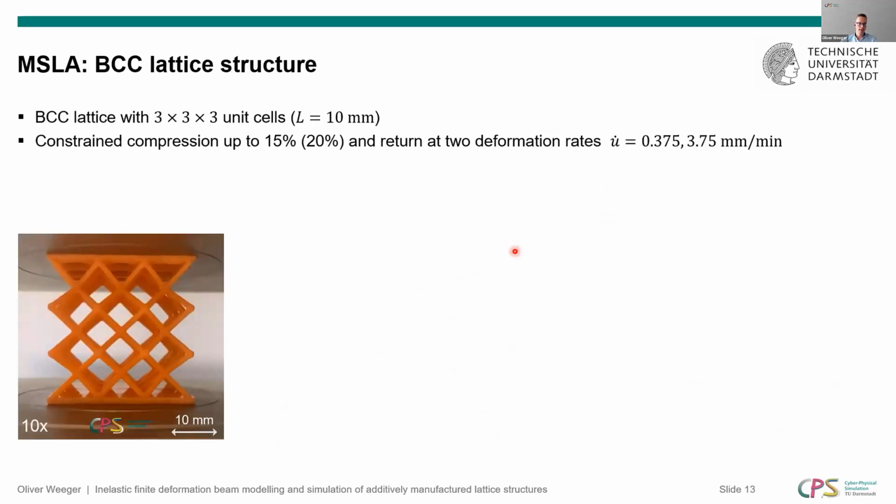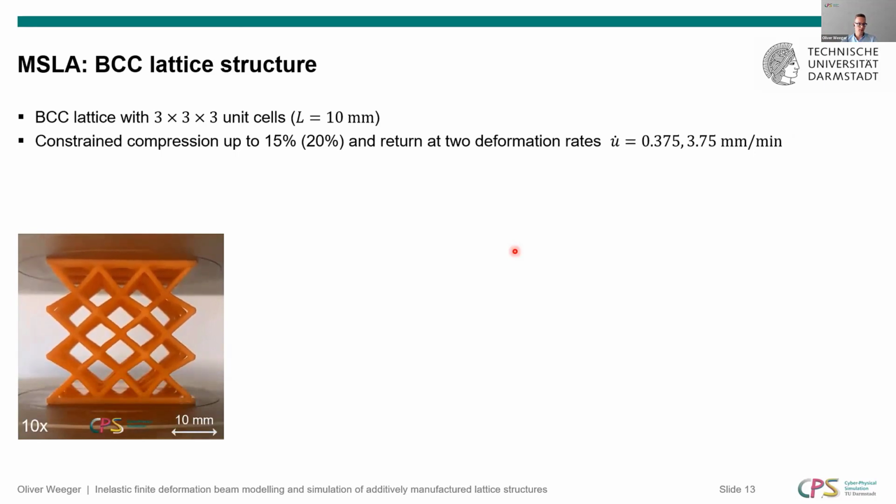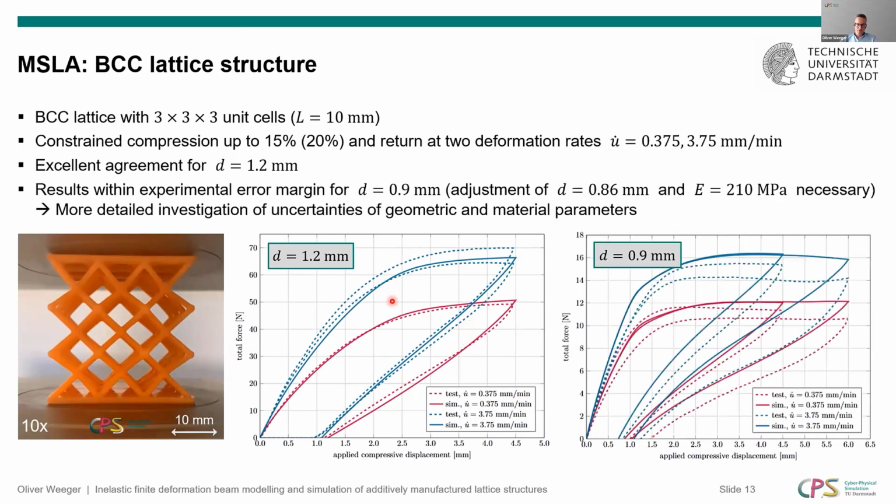Then we use this model now to simulate another lattice structure, which we fabricated from MSLA, where again we have a BCC, for which we do a constrained compression test at two different strain rates. And here we see that we have a really good prediction of both the loading and the unloading behavior for this structure.